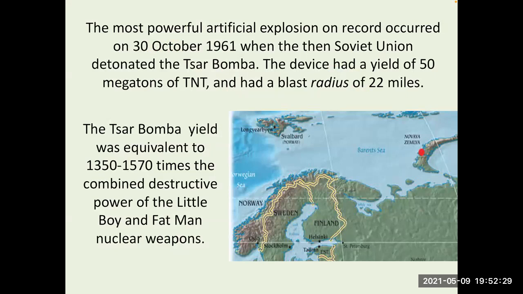The most powerful artificial explosion on record occurred on October 30th, 1961, when the Soviet Union detonated the Tsar Bomba. The device had a yield of 50 megatons of TNT and had a blast radius of 22 miles. The Tsar Bomba yield was equivalent to 1,350 to 1,570 times the combined destructive power of the Little Boy and Fat Man nuclear weapons.